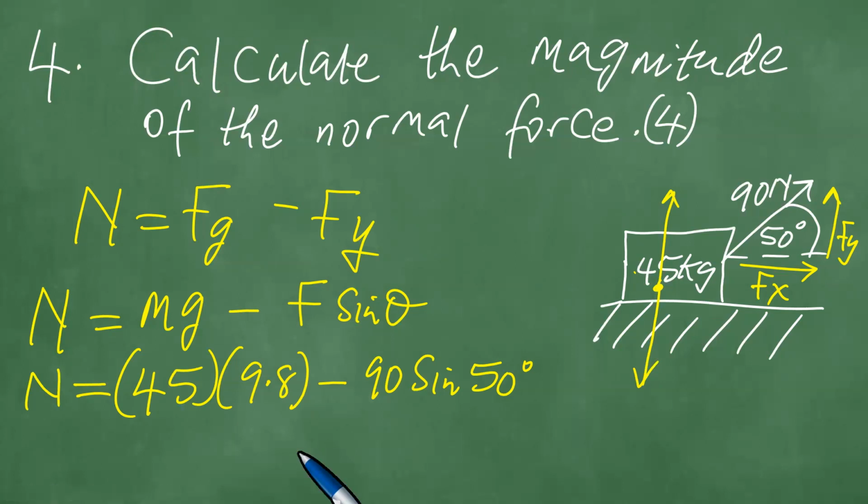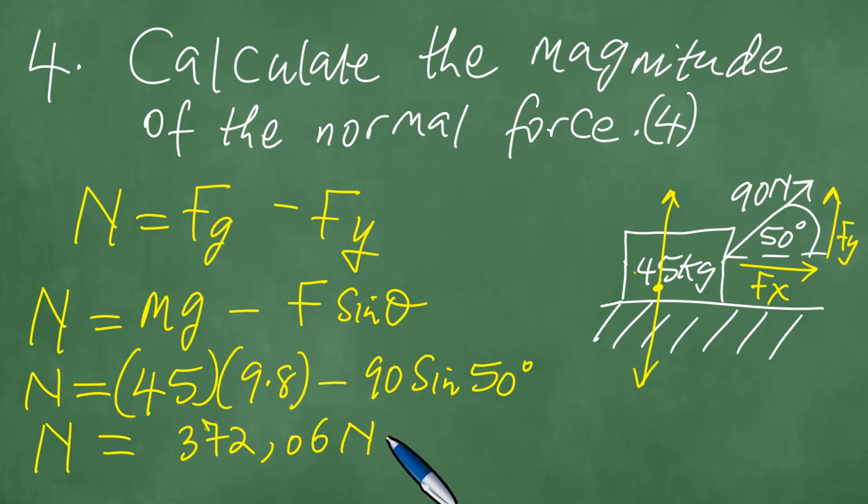The normal force itself is a consequence of the interaction between the ground and the object itself. Looking at this, you'll see that the force of gravity is mg, and the upward force is Fy, the vertical component. If you use a calculator, you'll see that this is exactly 372.06 newtons. So the normal force would be exactly that one there.